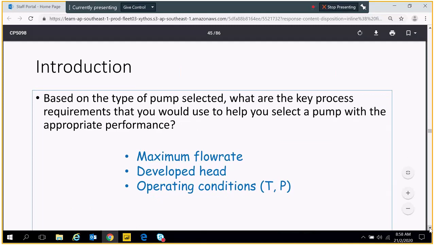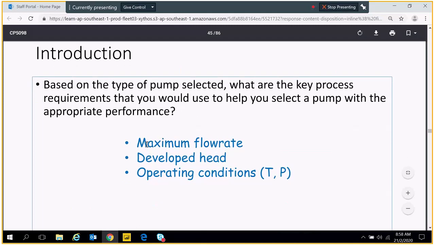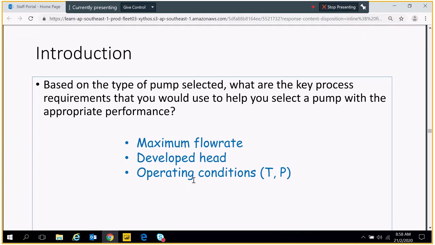Now this one you have to remember, maximum flow rate. What are things you need to consider when you select a pump? Maximum flow rate, developed head, and operating conditions in terms of temperature and pressure.